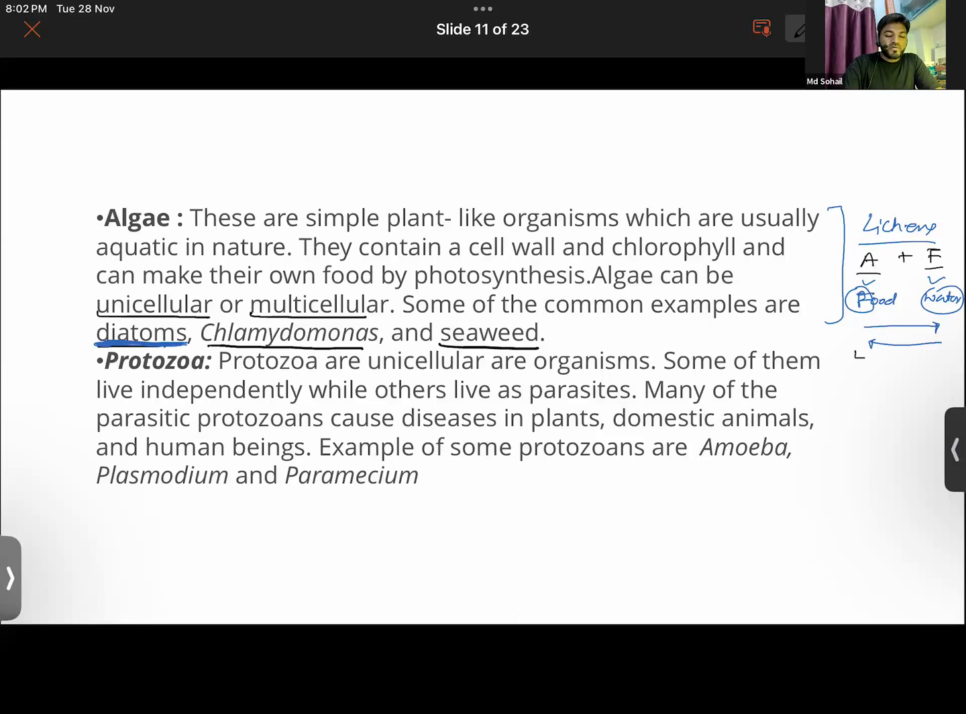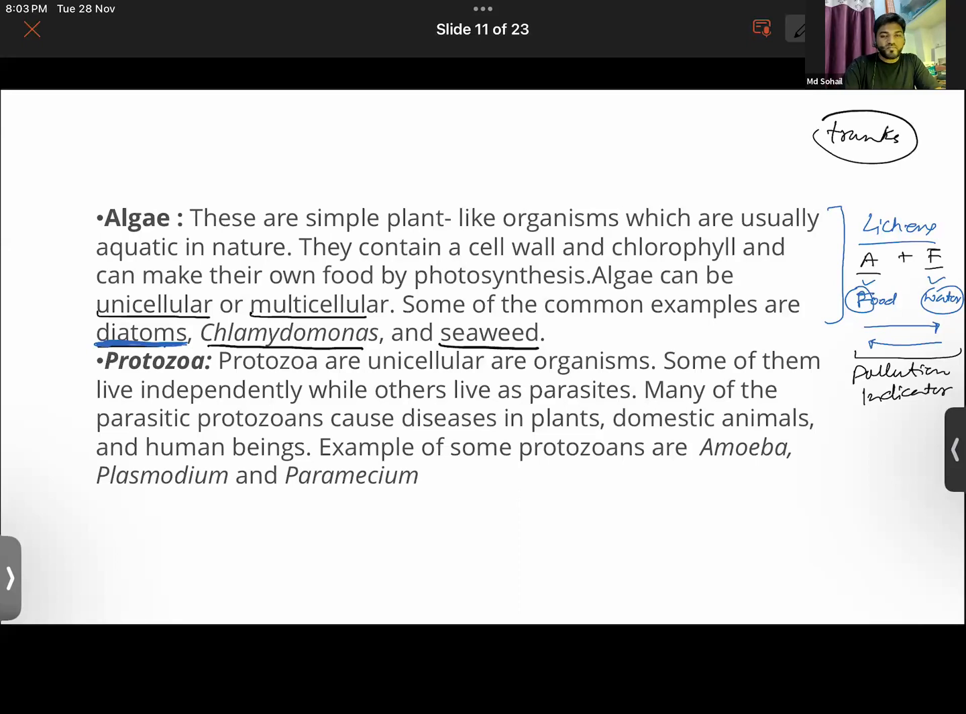Another interesting thing about lichens is that they are one of the pollution indicators. If an area is very much polluted, you will see lichens growing on decomposing substances, usually decaying trunks, or simply on the trunks.